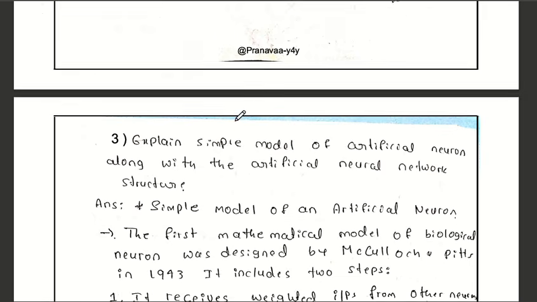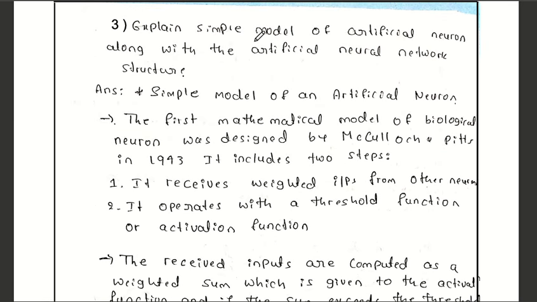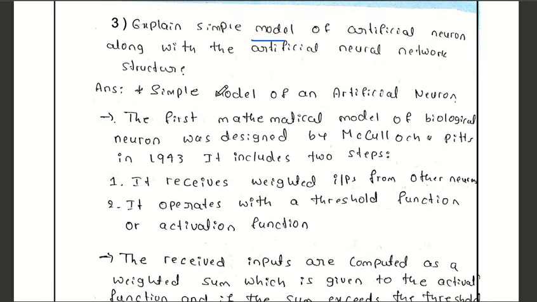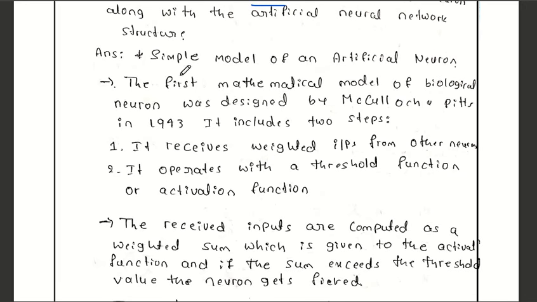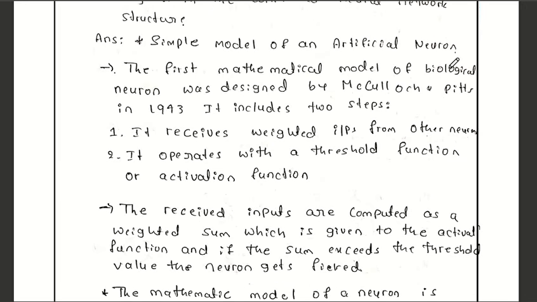Okay, let's see the third question. Explain the simple model of artificial neuron along with the artificial neural network structure. It is also theory content, just a simple model of artificial neuron.